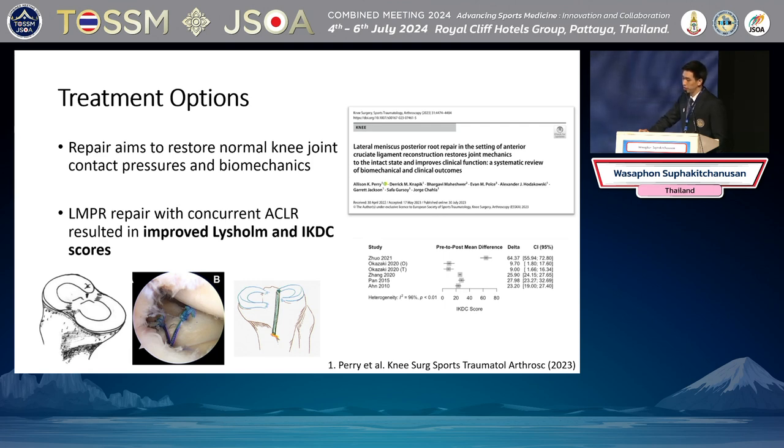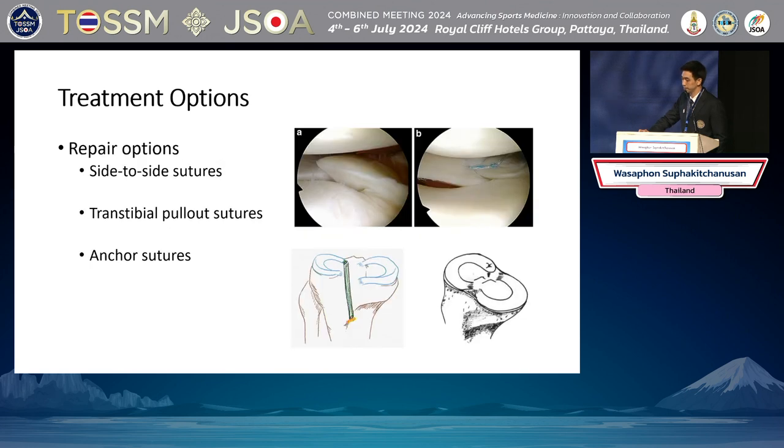Restoration of the normal knee joint contact pressure and biomechanics can be achieved with lateral meniscus posterior root tear repair and improve patient outcome in ACL reconstruction. A systematic review by Perry in 2023 has shown that lateral meniscus posterior root tear repair with concurrent ACL reconstruction results in improved Lysholm and IKDC scores, supporting the benefit of the surgical repair.